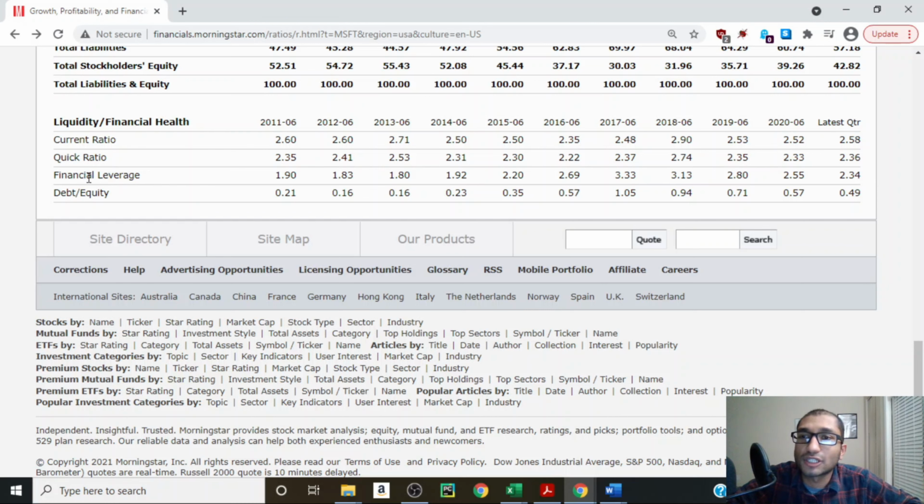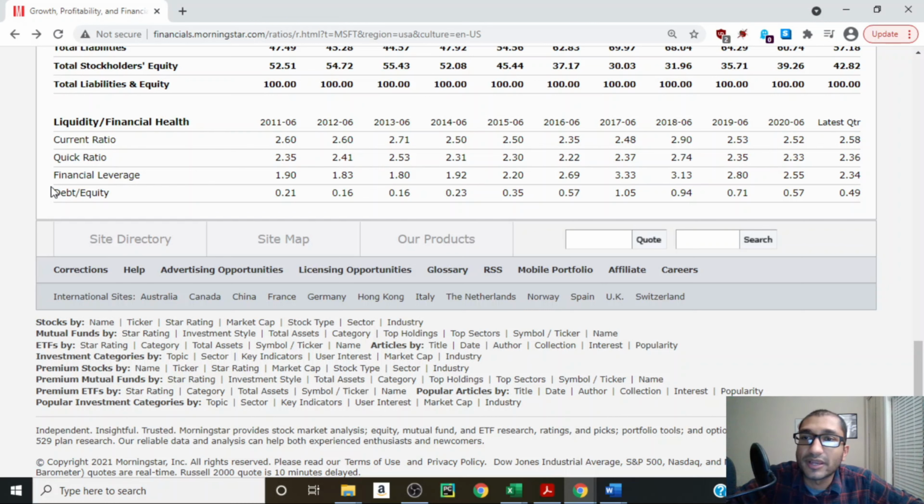Next, looking at the financial leverage. The financial leverage compares the company's total assets to its shareholders' equity. A higher financial leverage number tells us that more of the company's assets are financed through liabilities. Back in 2011, Microsoft's financial leverage was at 1.9. It increased all the way to 3.33 back in 2017, and ever since then, the company's financial leverage has been decreasing, and for the latest quarter, it's at 2.34.